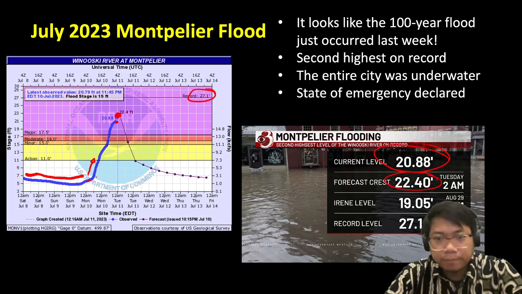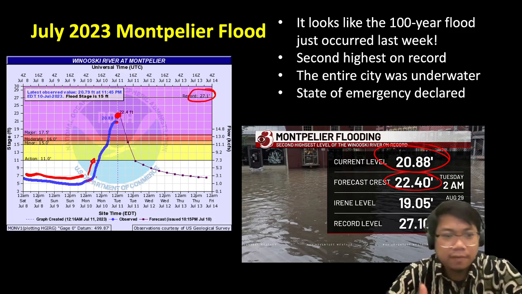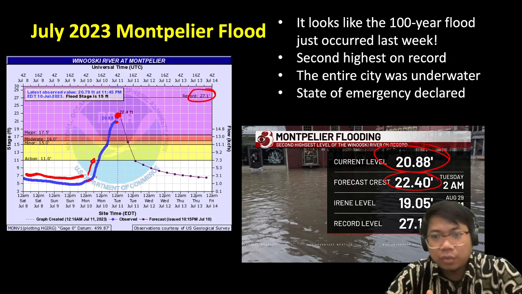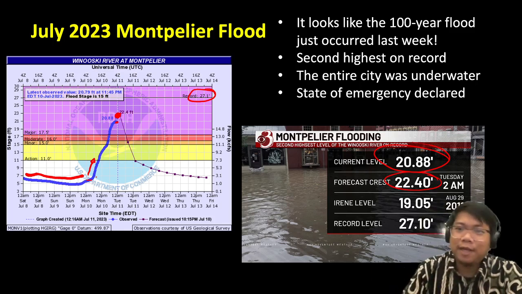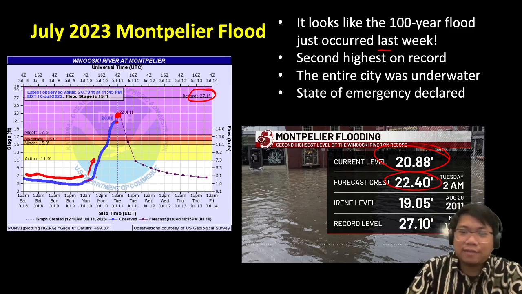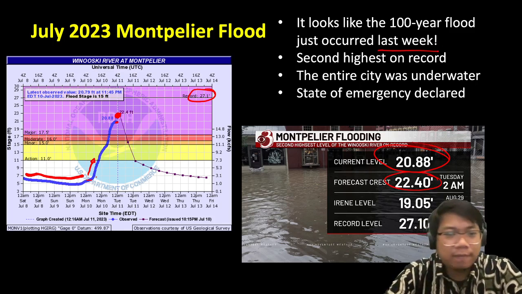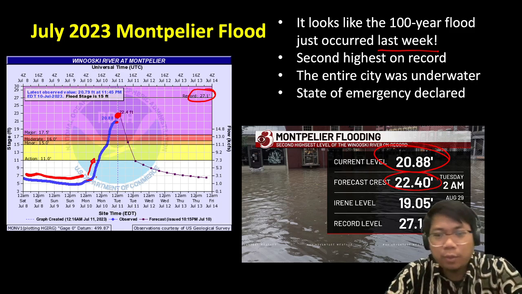It turns out that this level of flood represents the 100-year flood that just occurred in Montpelier. Not last week, I'm sorry. It occurred in the summer, but just last summer. The flood that we had in July 2023 represents the second highest on record in Montpelier. And the entire city, as you can see from the video, was underwater, and a state of emergency was declared.